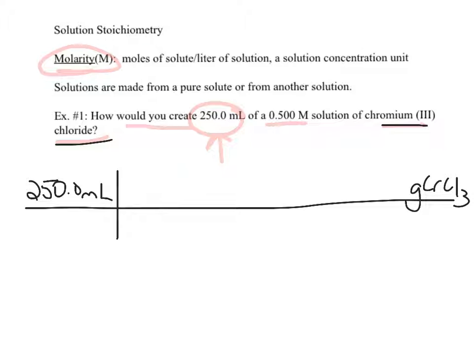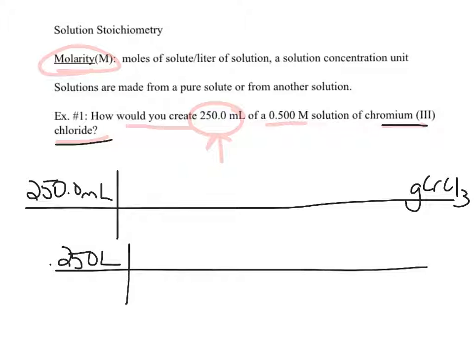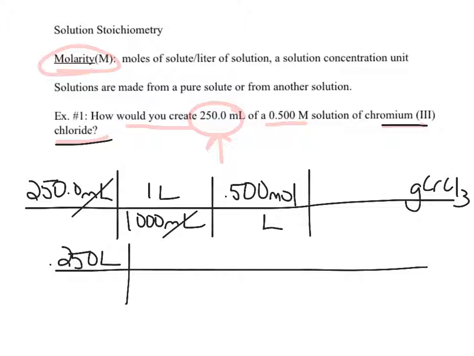AP does allow you to convert metric in your head, so if you can see that 250 milliliters is 0.25 liters and just start from there, that's okay. If you need the metric conversion steps, that's okay too, as long as you get the right answer. It doesn't matter what steps you need to get there, but again, you need to think of the moles per liter in that ratio, and if you're going straight to liters, it would look like this.